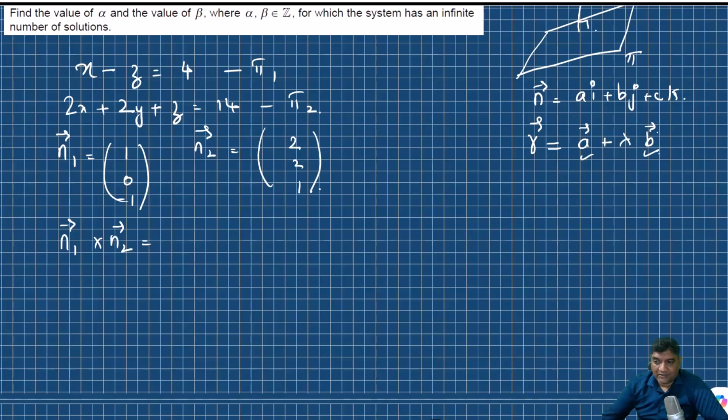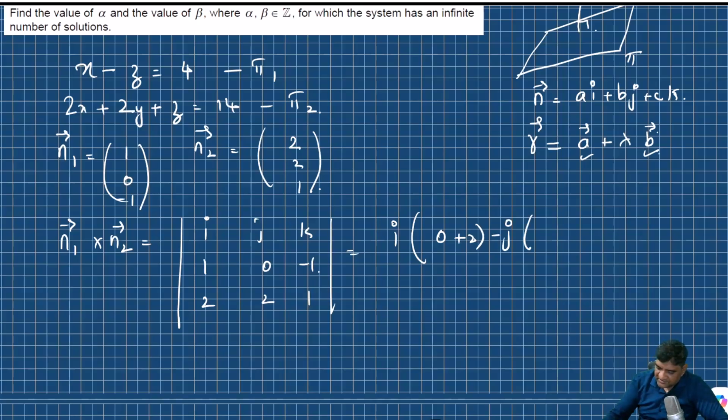If I take a cross product, obviously that cross product will end up being a vector which is parallel to the line of intersection. So how do I find the cross product? Determinant with i, j, k, 1, 0, -1, 2, 2, and 1. So it's i times (0 + 2) minus j times (1 + 2). I hope you know how to find the cross product between two vectors. If you don't, please message me. Let me see if I can make a video on that.